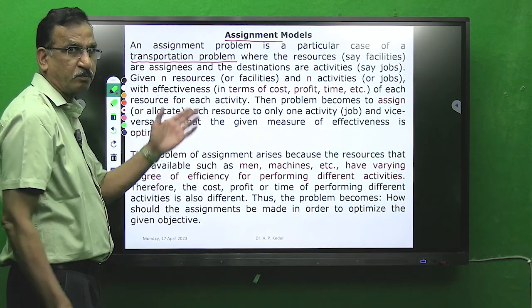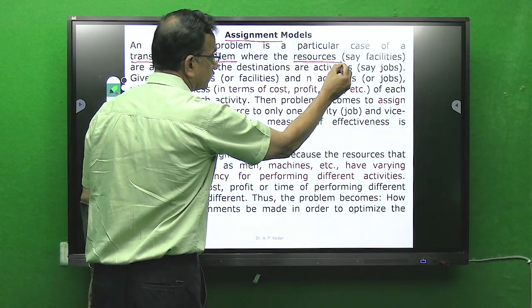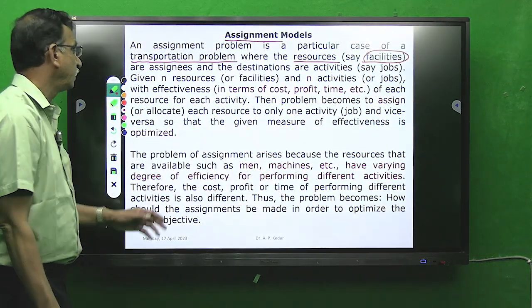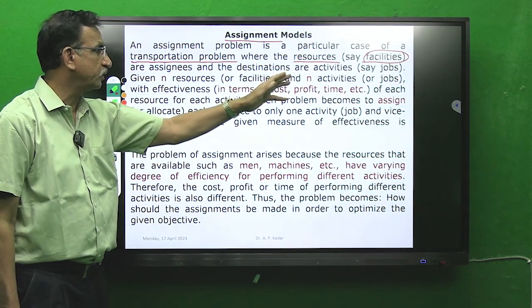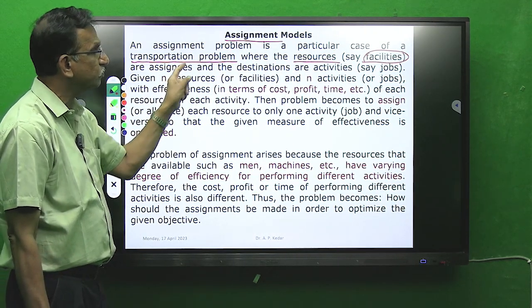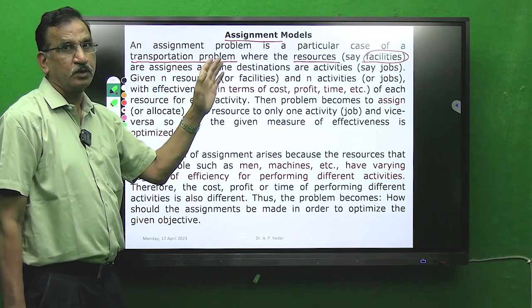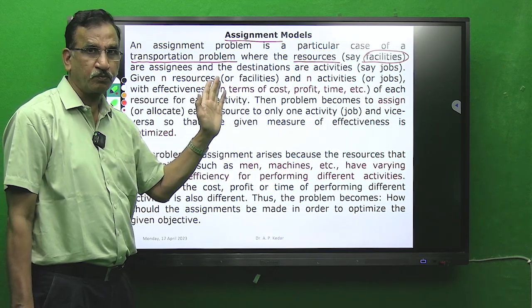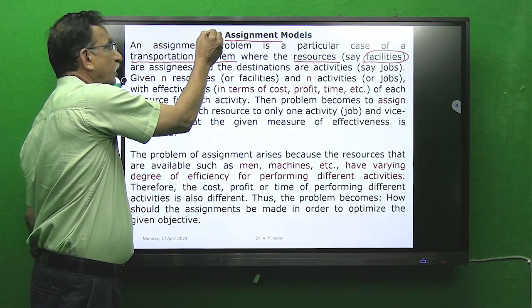which is taken from linear programming problem, and as said, the resources which are referred to as facilities are assigned to the destinations, which are activities. Means what we are doing, we are assigning some facilities to the destinations. In transportation we are using the words origin and destination. Here we will be using the term from facility to facility in assignment models.